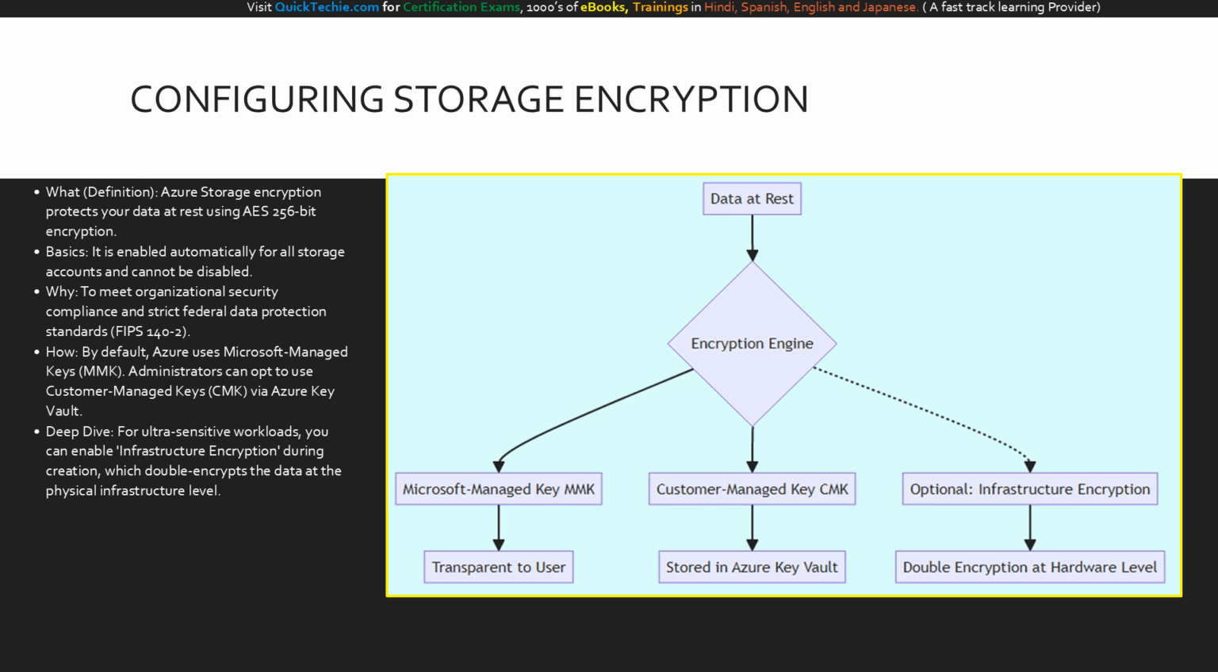called Infrastructure Encryption during account creation. This provides double encryption, encrypting the data once at the service level and again down at the physical hardware level.